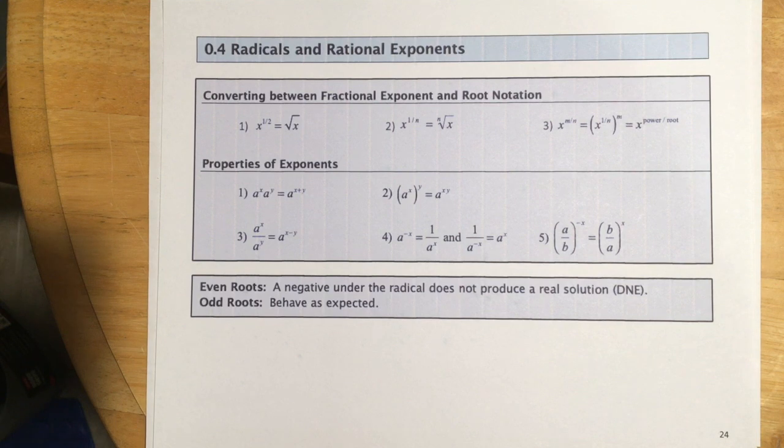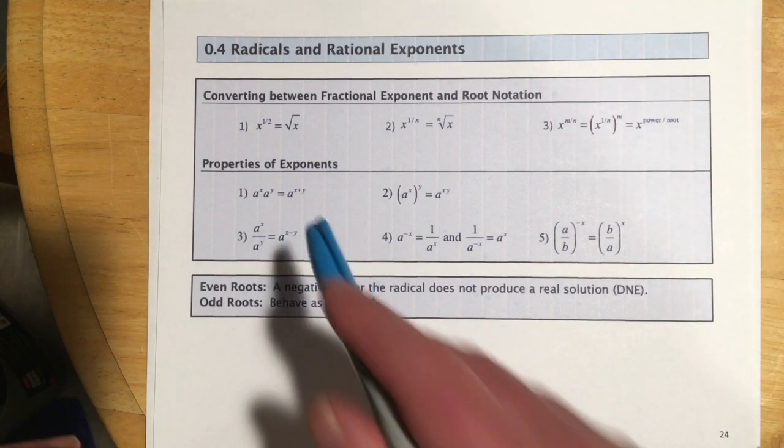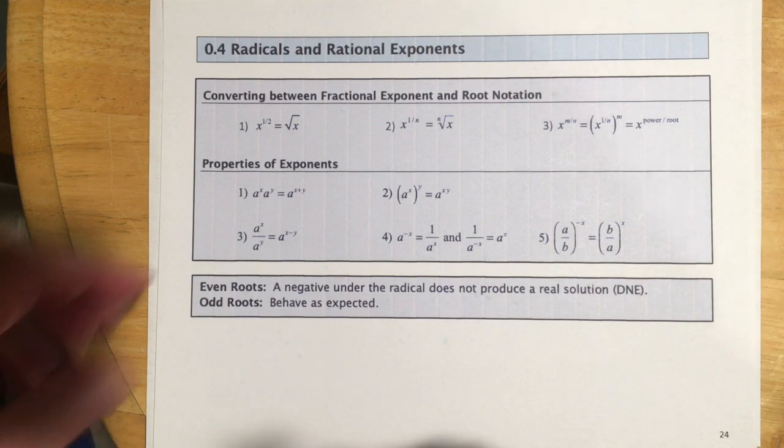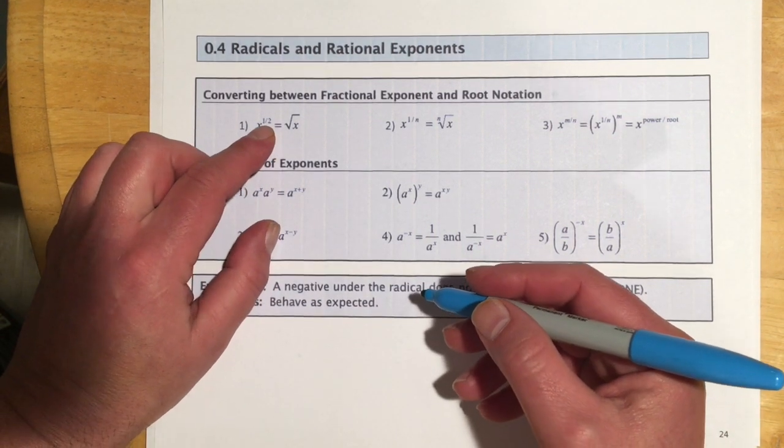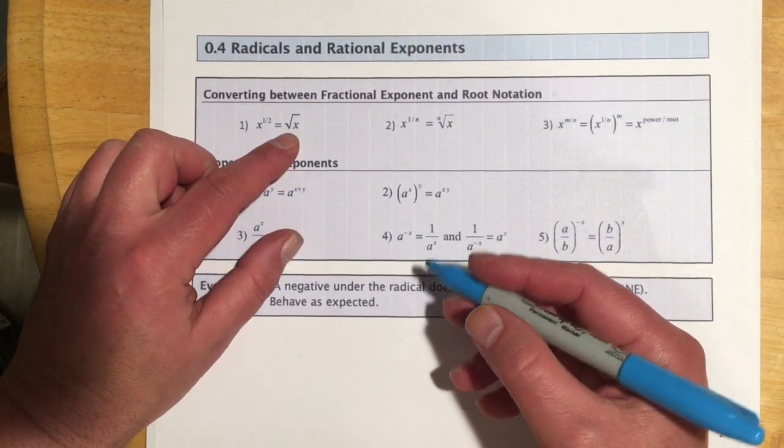Hey all, this is Math 116, section 0.4, radicals and rational exponents. So same properties of exponents as 0.3, but now we get a few new ones because they're going to be fractions. So this first one is reminding you that x to the 1/2 is the same thing as root x.